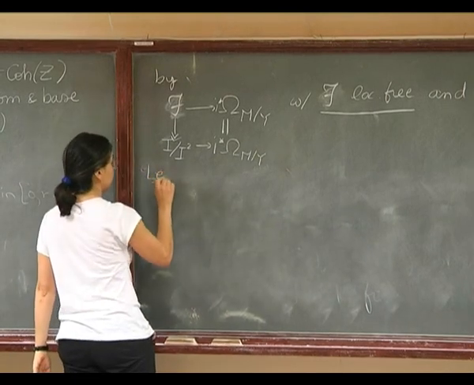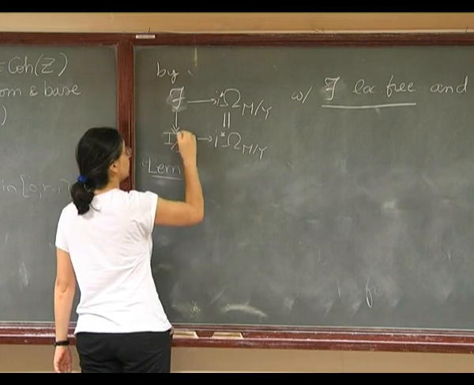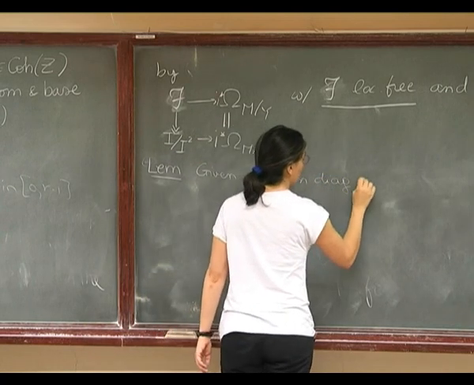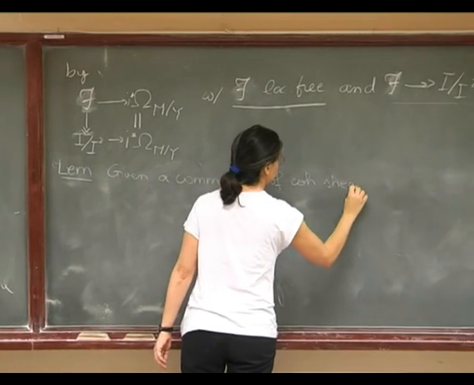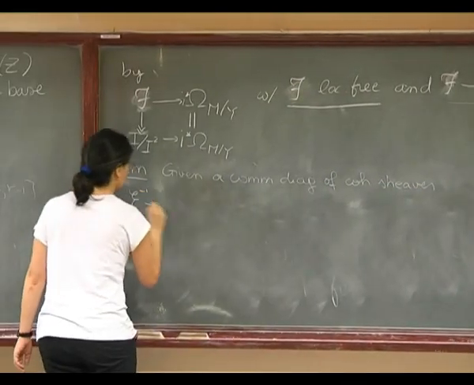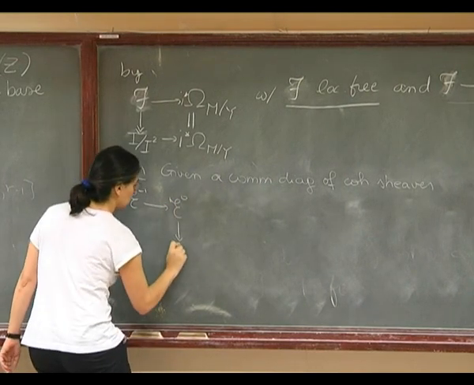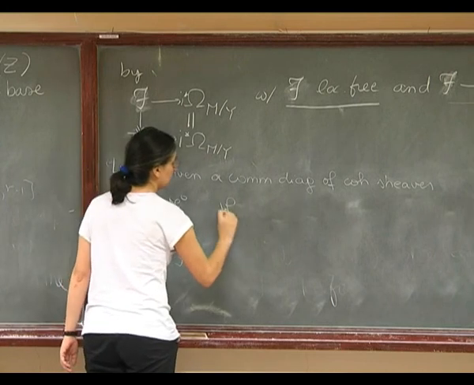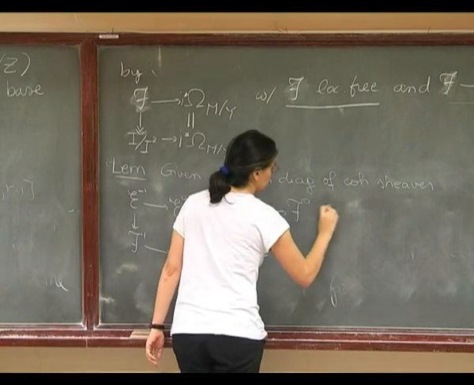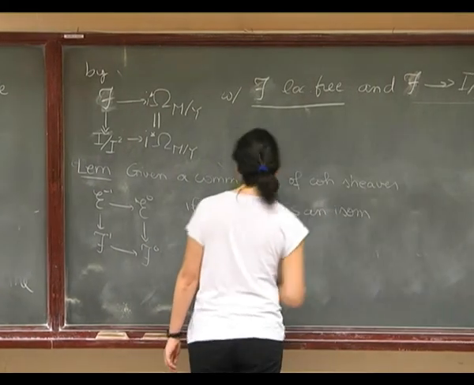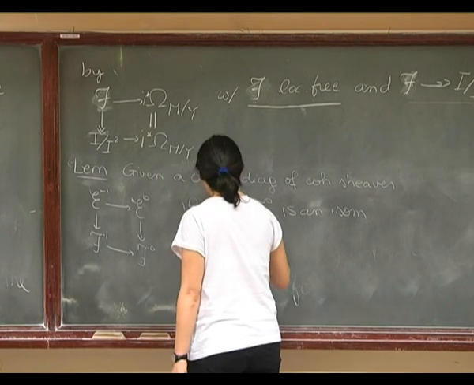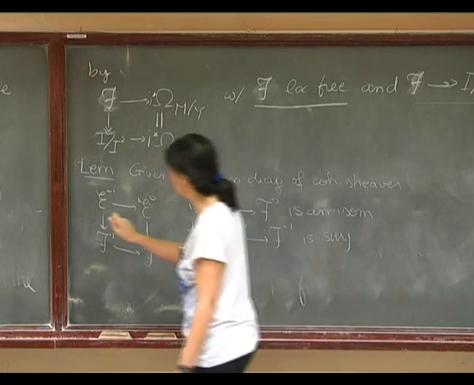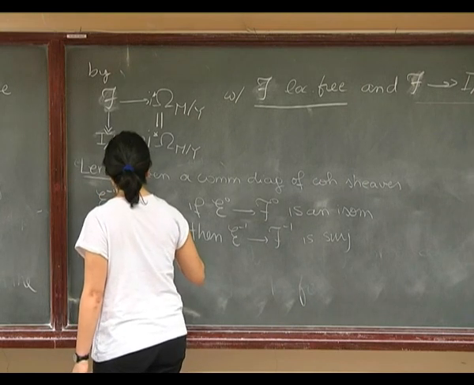And again, we already mentioned there is a lemma that given a commutative diagram of coherent sheaves E minus 1 to E0, if E0 to F0 is an isomorphism, then E minus 1 to F minus 1 is surjective. So let me call it F minus 1 and phi 0.